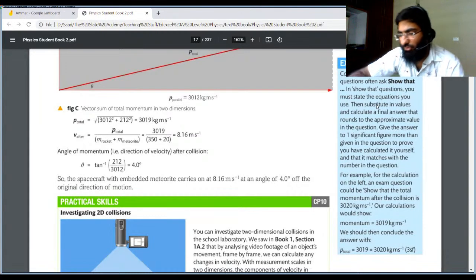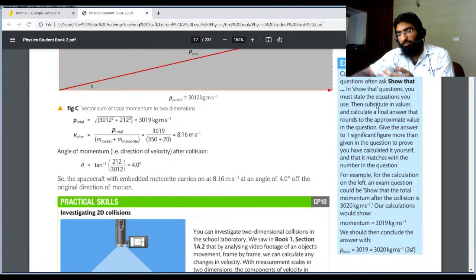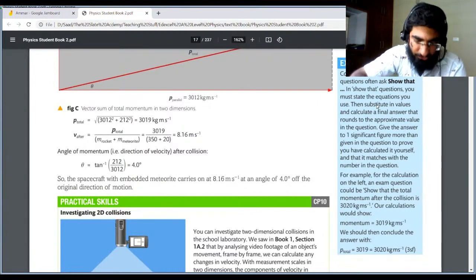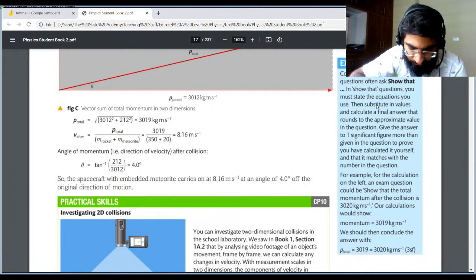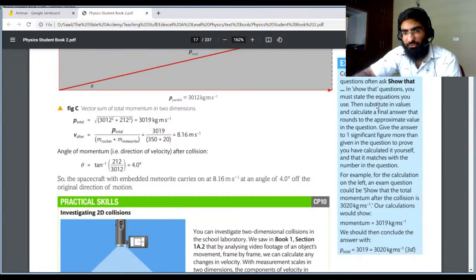For example, when you're solving in the exam and they've given you a particular value and they asked you to recalculate that value, to show that you have actually done the calculation, give it to one more significant figure than what's given in the question, as a proof that you have actually solved this question.